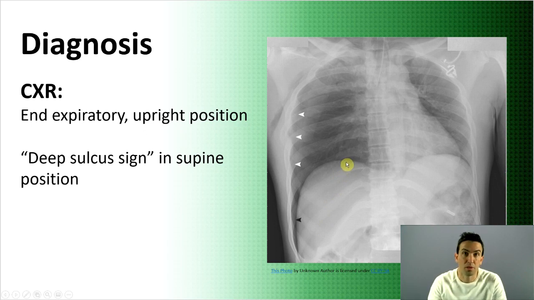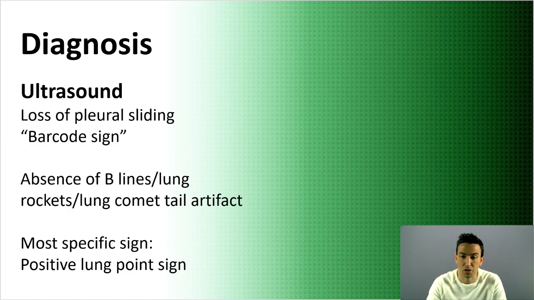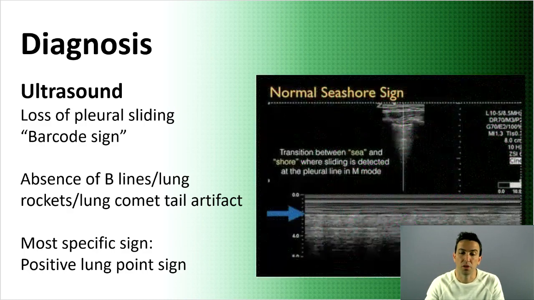Being in the emergency department, we love using ultrasound. So obviously you can use ultrasound when diagnosing a pneumothorax. Typically what you're looking for is loss of pleural sliding or the barcode sign.